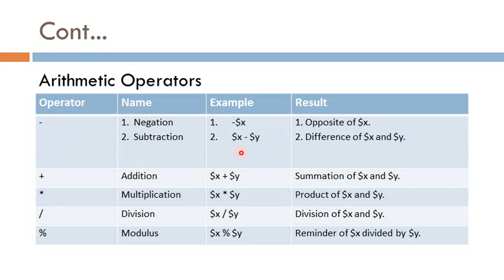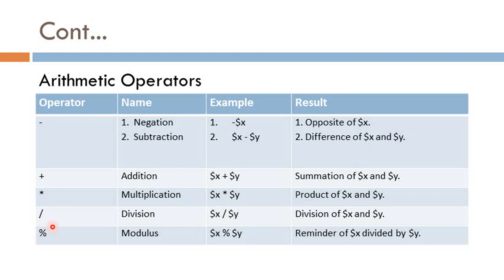Now subtraction. It gives the difference of two variables. Here I write $x and $y, so I write $x minus $y. Next is addition, plus. It adds two numbers. Here I write the summation of $x and $y. Next is multiplication. It multiplies two numbers, for example $x times $y, the product of $x and $y.